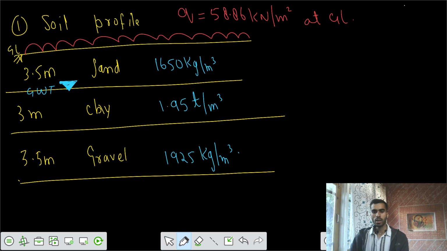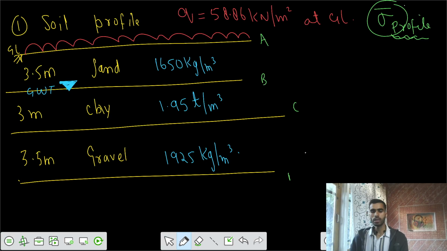Now we need to get the variation of the effective stress along the profile. Calculate the effective stress profile. Let's say that this is point A, point B, point C, point D. So we need to calculate the effective stress at A, B, C, D. Let's go for that.